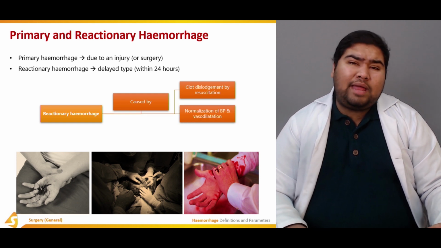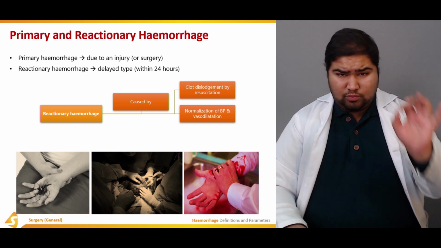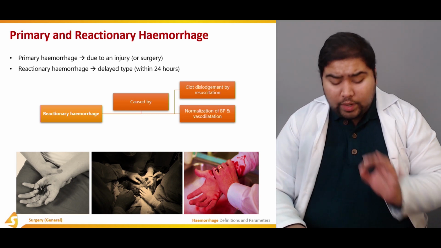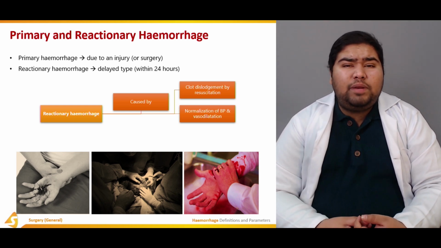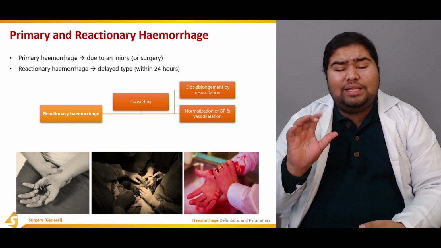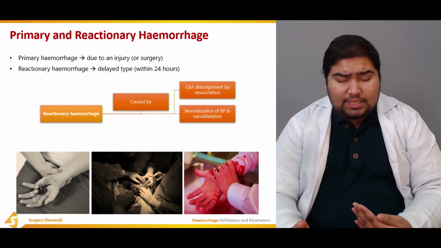It can also be due to the normalization of blood pressure and vasodilation. When the bleeding is actively occurring, what happens? The blood pressure falls because there is hypovolemia.